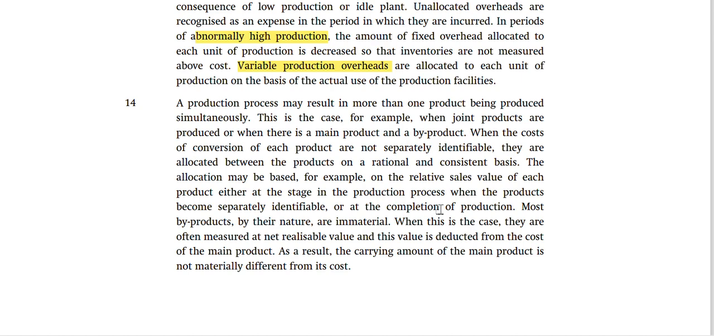The allocation may be based, for example, on the relative sales value of the products, either at the stage in the production process when the products become separately identifiable, or at the completion of production. Most byproducts, by their nature, are immaterial. When this is the case, they are often measured at net realizable value, and this value is deducted from the cost of the main products. As a result, the carrying amount of the main product is not materially different from its cost.